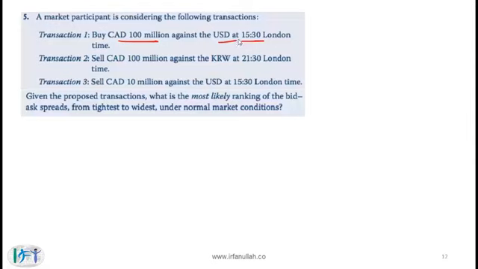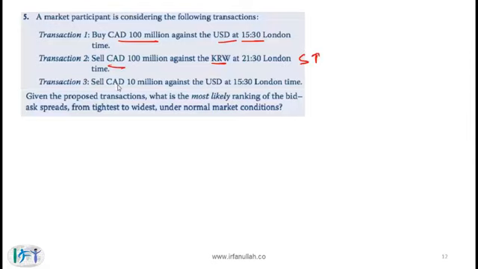And if you look at your curriculum, there is a small exhibit in section 2 which shows you when major markets are open. So the major markets being Tokyo, London, and New York. So this is a large transaction at a very active time. The next is Canadian dollar versus KRW. This currency pair is not traded as much as Canadian dollar to USD. So the spread on this transaction is going to be relatively high.